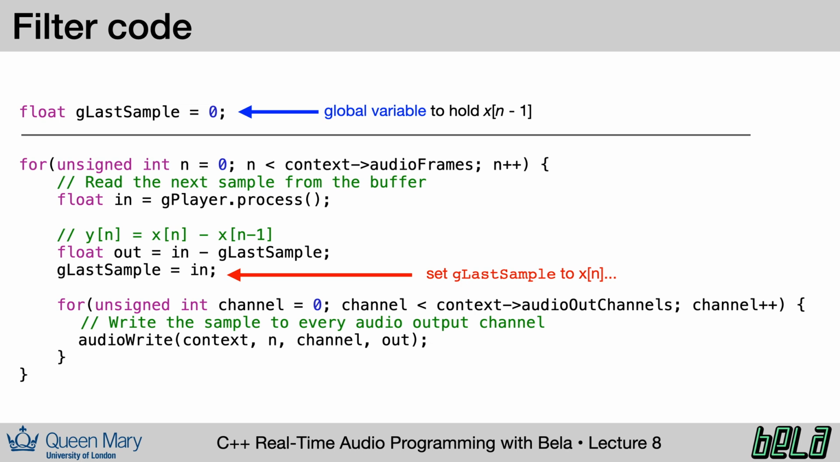Notice that after we've made the calculation, we are going to take the current input and we're going to store it inside of glastSample, so that the next time around the for loop, glastSample represents x of n minus 1. We talked about this same idea in the previous lecture in the context of detecting button presses, and we'll look at it more in a moment. We can see that the equation itself then is relatively simple. We just set the output equal to the input minus the last sample.